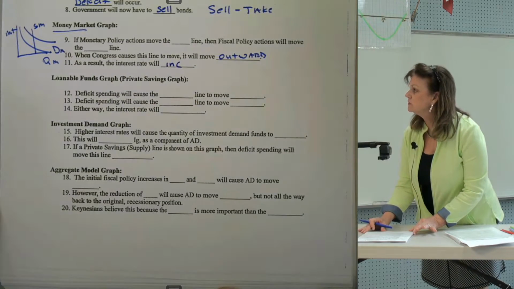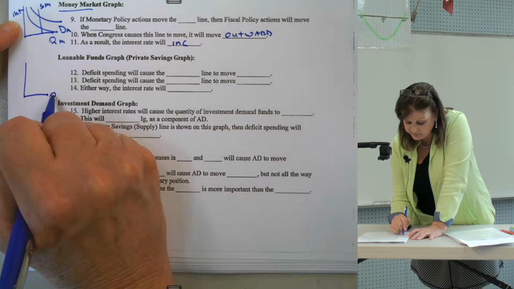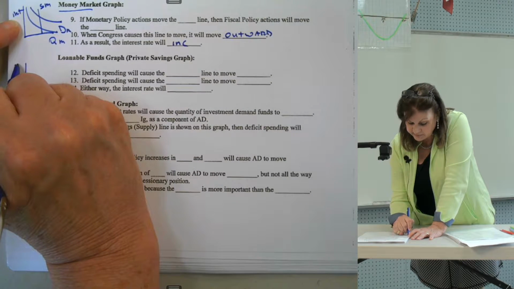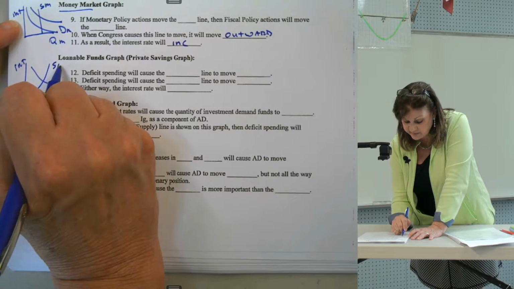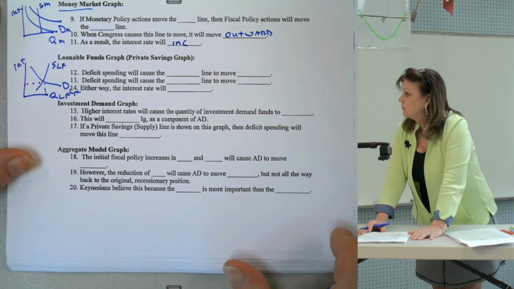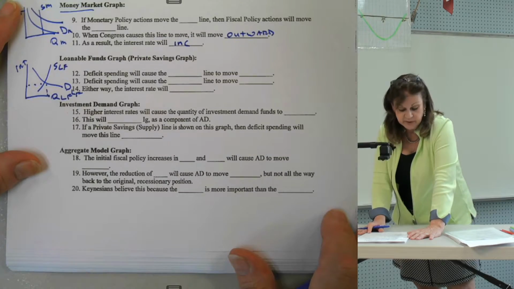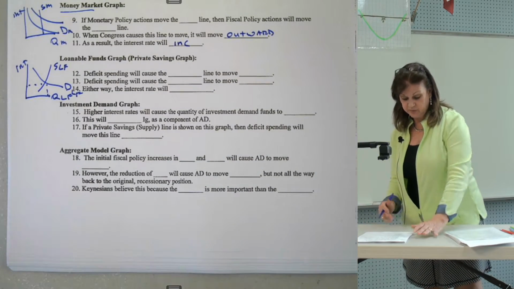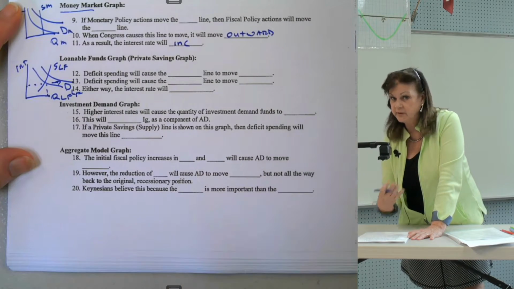Now, if we move into the loanable funds graph, and I know they all look very similar, but we have our quantity of loanable funds, our interest rate, our demand for loanable funds, and our supply of loanable funds. So, what is deficit spending going to do? Well, we can do this one of two ways. We can say it's going to increase demand, right, because we need people working.